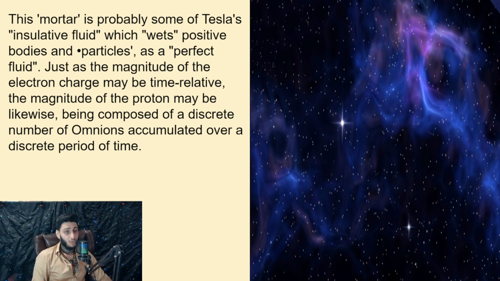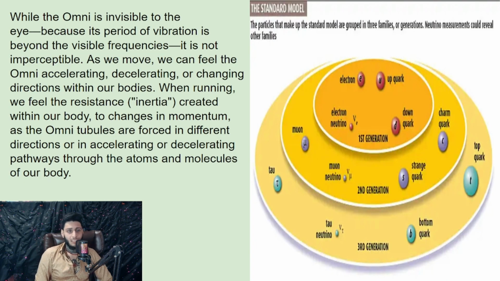Just as the magnitude of the electron charge may be time relative, the magnitude of the proton may be likewise, being composed of a discrete number of omnions, accumulated over a discrete period of time. While the omni is invisible to the eye, because its period of vibration is beyond the visible frequencies, it is not imperceptible. As we move, we can feel the omni accelerating, decelerating, or changing directions within our bodies, because it is also omnidirectional. When running, we feel the resistance, inertia created within our body to changes in momentum, as the omnitubules are forced in different directions, or in accelerating or decelerating pathways through the atoms and molecules of our body.